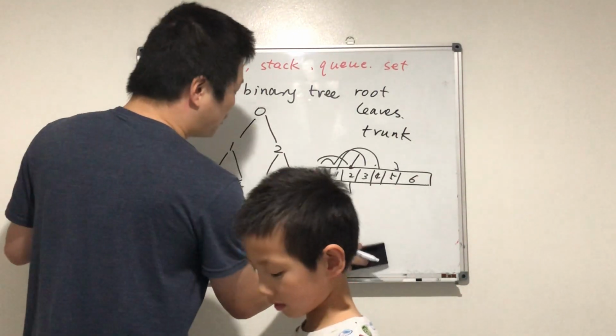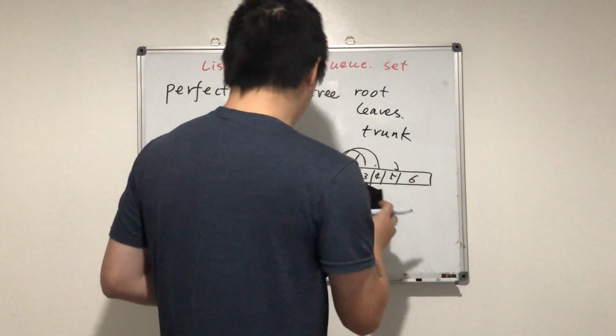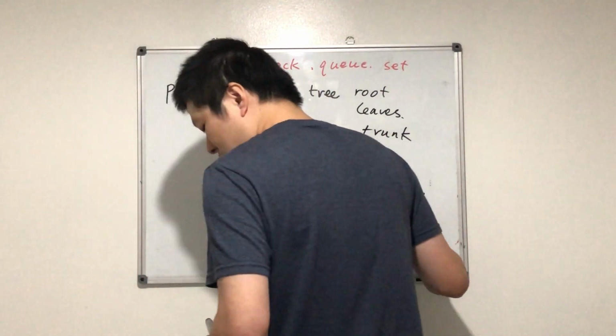Okay, so how do we visit the tree? Let's give an example. For example, let's say given this tree.